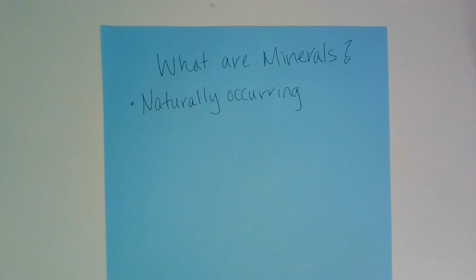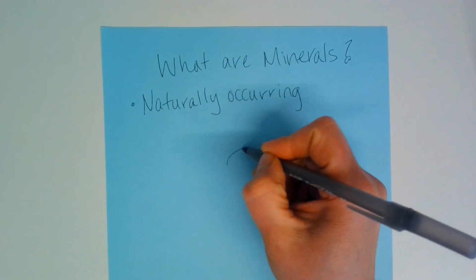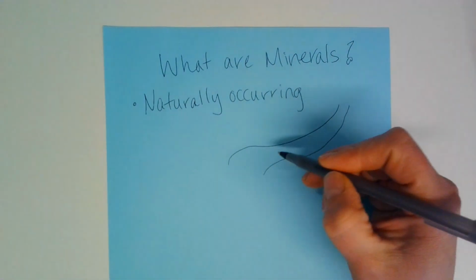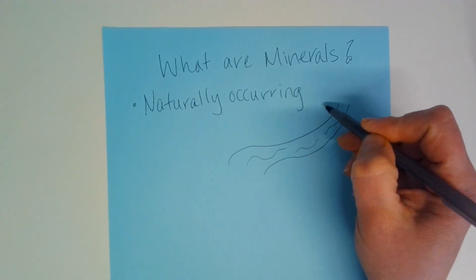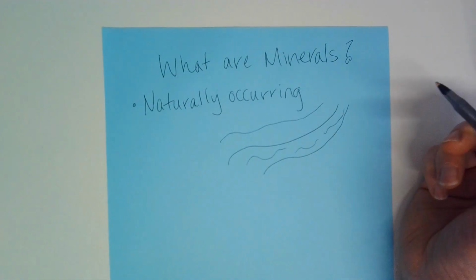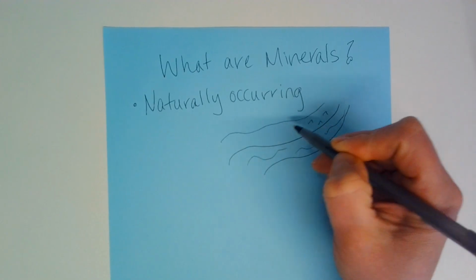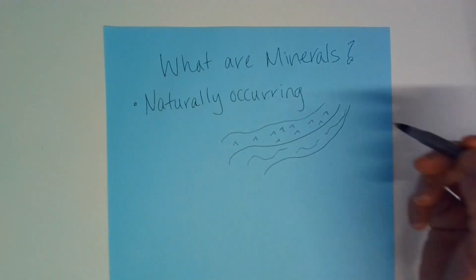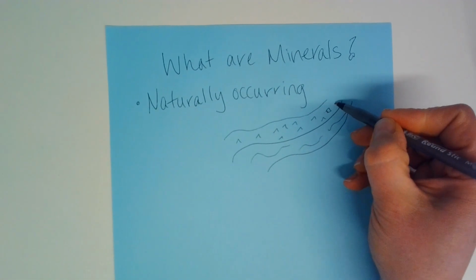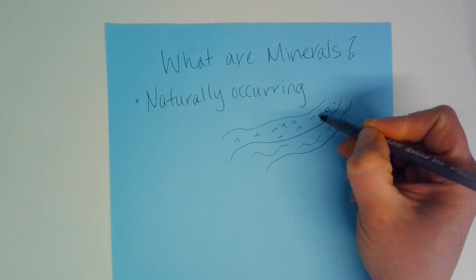Minerals are naturally occurring, so if you can imagine a trail in the woods with a stream. We got some water, and then we've got some trail right next to it, and we got some rocks on the trail. All minerals are naturally occurring. That means you can find them in nature. So these would be like little rocks that you might see on the side of the trail.